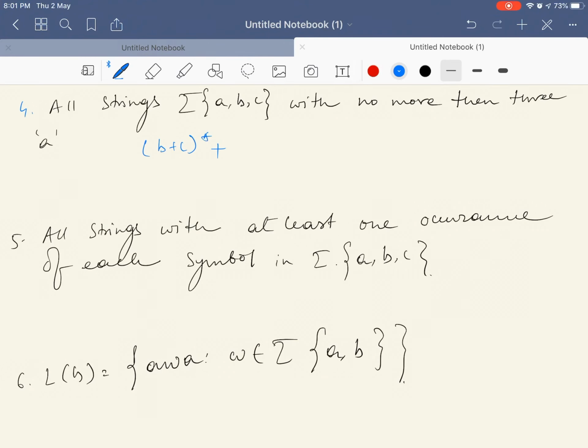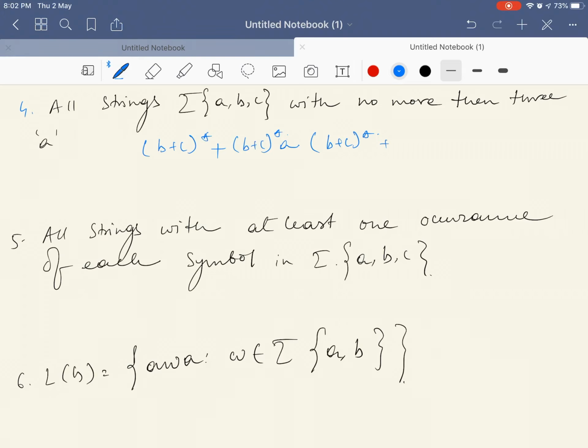Next, one A may be there. If one A is there, that A may appear before B or C, or in between a B and C combination, or after a B and C combination. So how to confirm this? Just by writing (b+c)* before A, and writing (b+c)* after A.